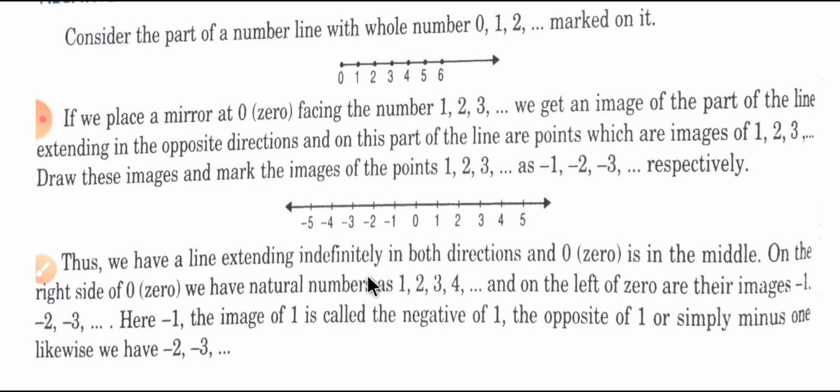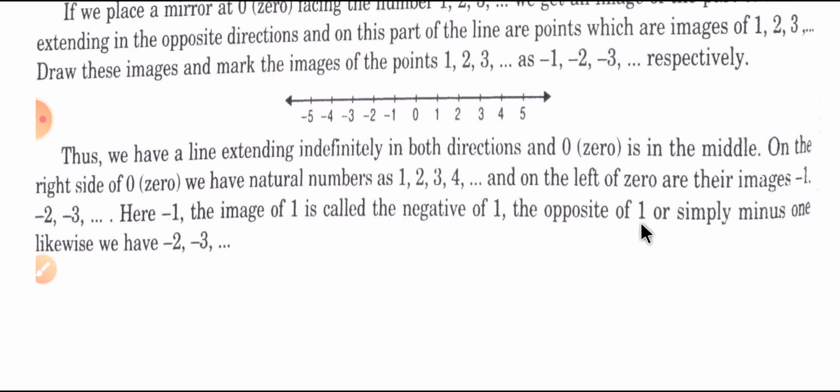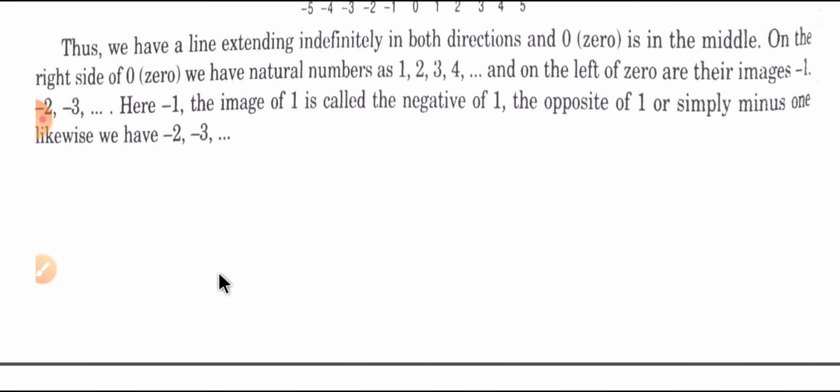You can see that here 0 is the middle number, and on this side numbers are positive and on the left side numbers are negative. So you can say that to the left of 0 there are the images -1, -2, -3, and -1 is the image of 1. It is also called the opposite of 1, or simply -1. It means there are different ways to call -1. We can read it as -1, or the image of 1, or we can call it the negative of 1. Similarly, there will be an opposite of every number. For example, for 2 the opposite will be -2, for 3 the opposite will be -3.